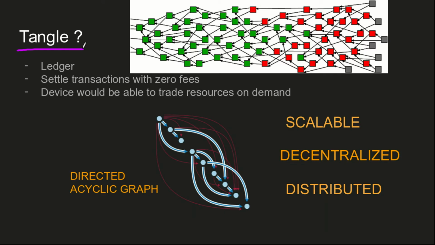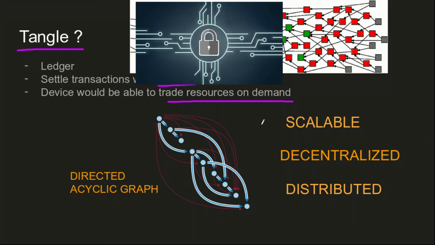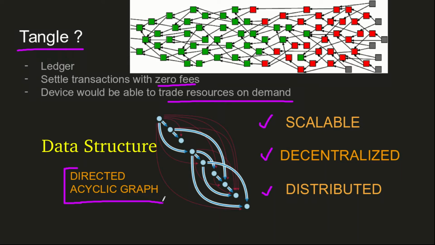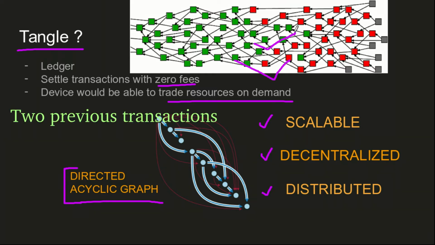The Tangle ledger is able to settle transactions with zero fees, so devices can trade the exact amount of resources on demand, as well as store data from sensors and data loggers securely and verified on the ledger. With its distributed capability, it's scalable, lightweight, and for the first time makes it possible to transfer value without any fees. It is based upon a data structure known as a directed acyclic graph. There is no sequential chain of blocks like in Bitcoin, but rather each transaction refers to two previous transactions.